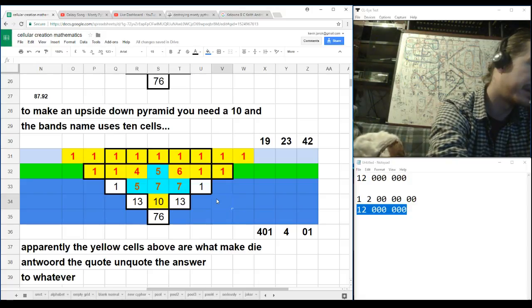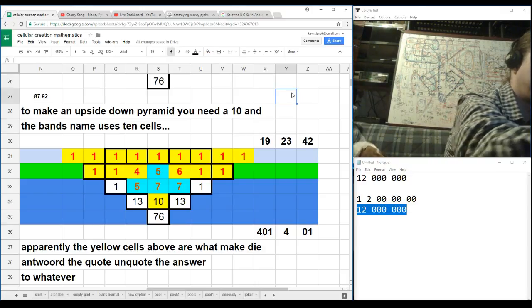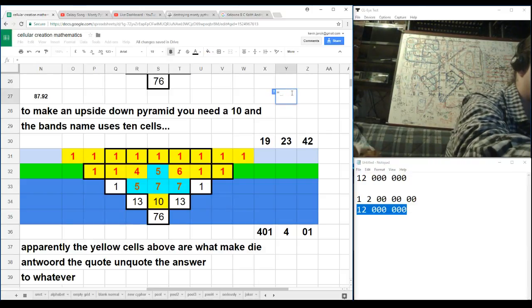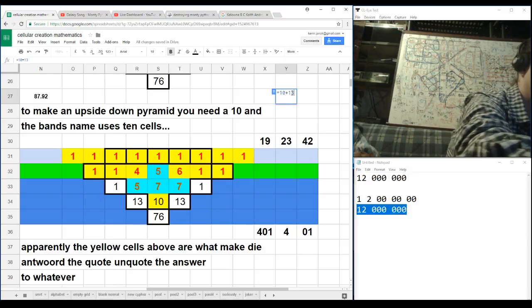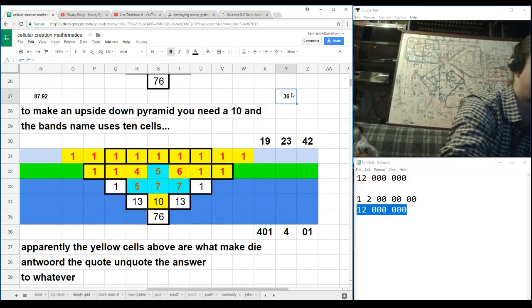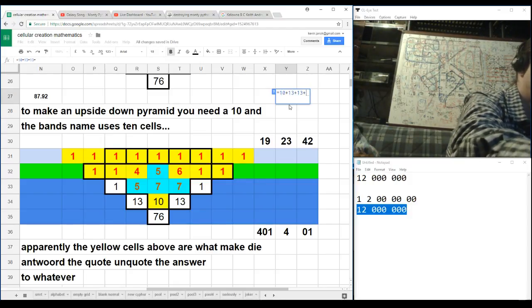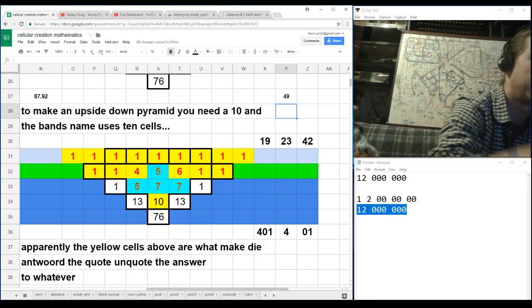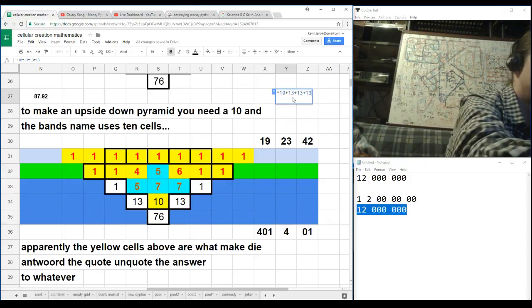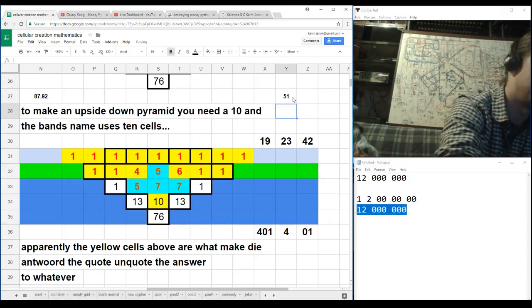No, a minute is 60. Okay, let's just think logically. So 10 plus, let's say, 13 plus 13, that's 36. It's not 60. So we've got to add, the 76 is just another 13. That's 49. Okay, we got a 1 and a 1, so plus 1 plus 1. That's 51. Now I need 9.